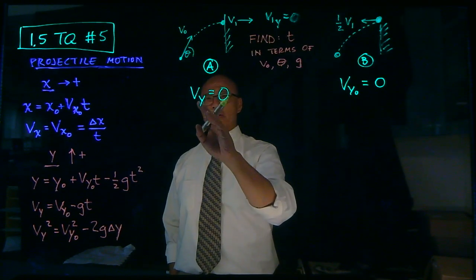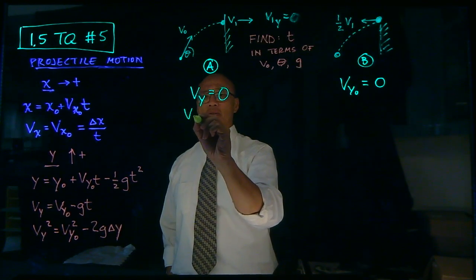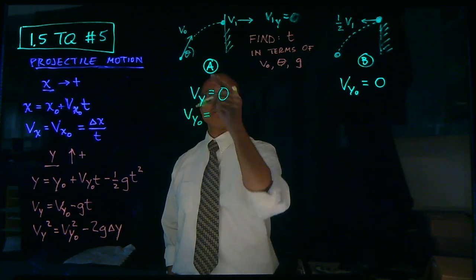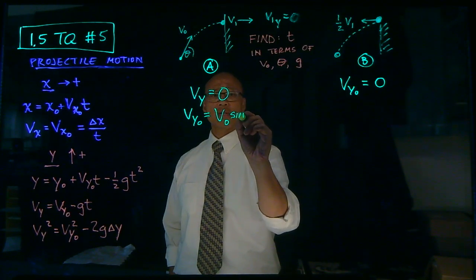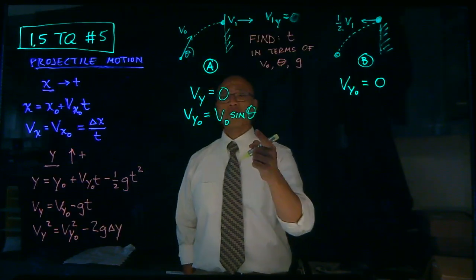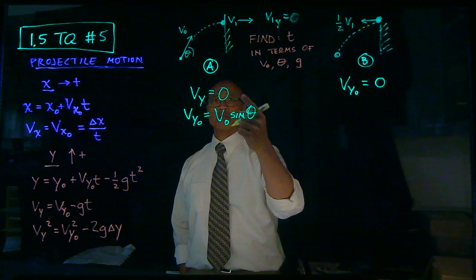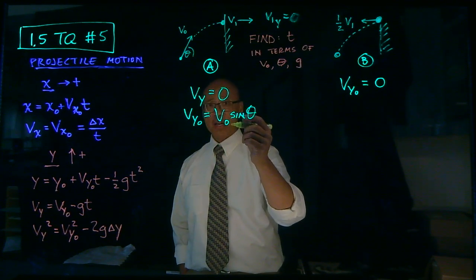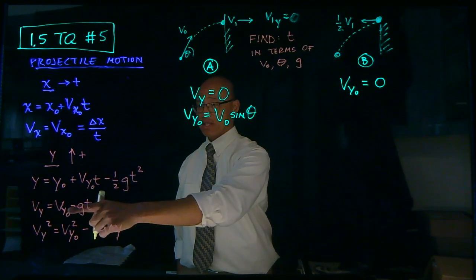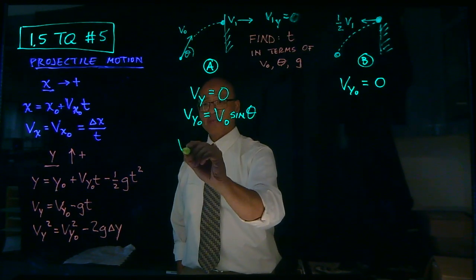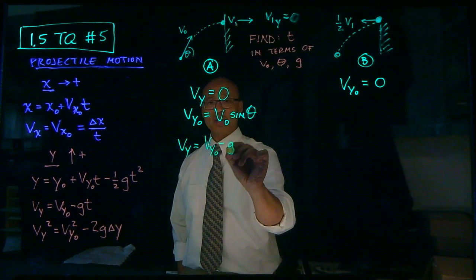In A, if I end up at 0 and I start, Vy initial is just what? V0, the y component of that velocity. So the amount of time it takes to go from there to there, what's my acceleration? G downwards. So I could relate this by looking at this middle one, probably the easiest. Vy is going to equal Vy0 minus gt.